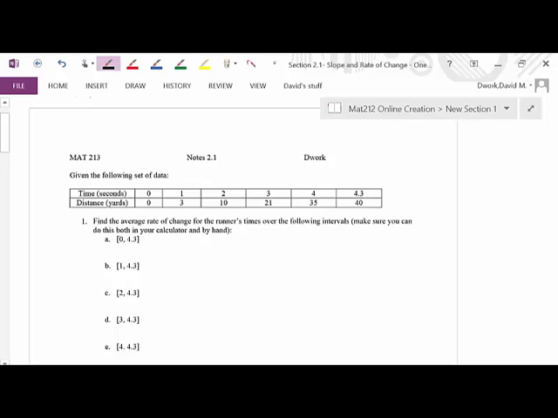So the very first thing I want you to do is take a look at this set of data, analyze it, make sense of it, and then use this table of data to find the average rate of change for the runner's time over the following intervals. Note this is interval notation. For the first problem, we're going to find the average rate of change for the runner from 0 to 4.3 seconds. So pause the video, try it if you know how to.